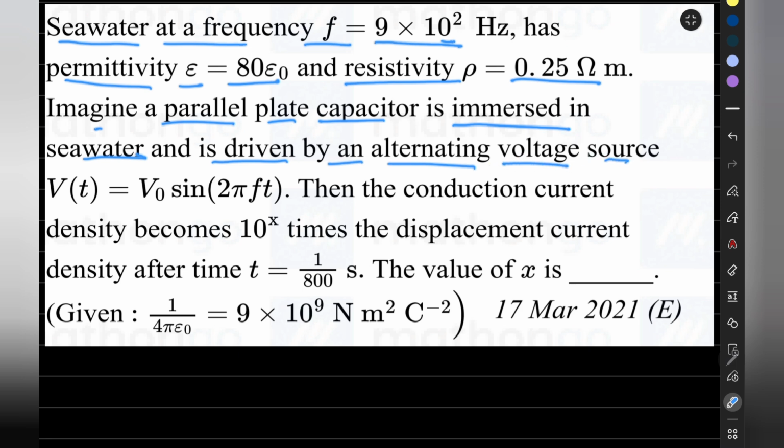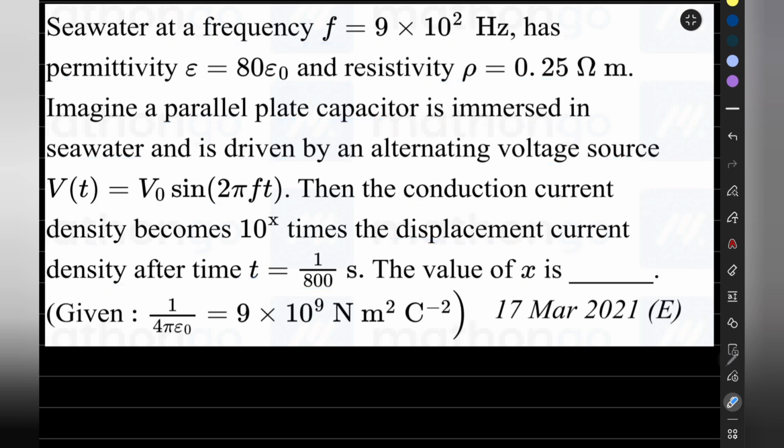So they have given the value of voltage which is varying, V naught sine 2 pi ft. Then the condition they have given is that the conduction current density becomes 10 to the power x times the displacement current density after time 1 upon 800 second. So the value of x is what we want to find here. So let's first write the given data, and after that we will try to understand once again what the question is saying.